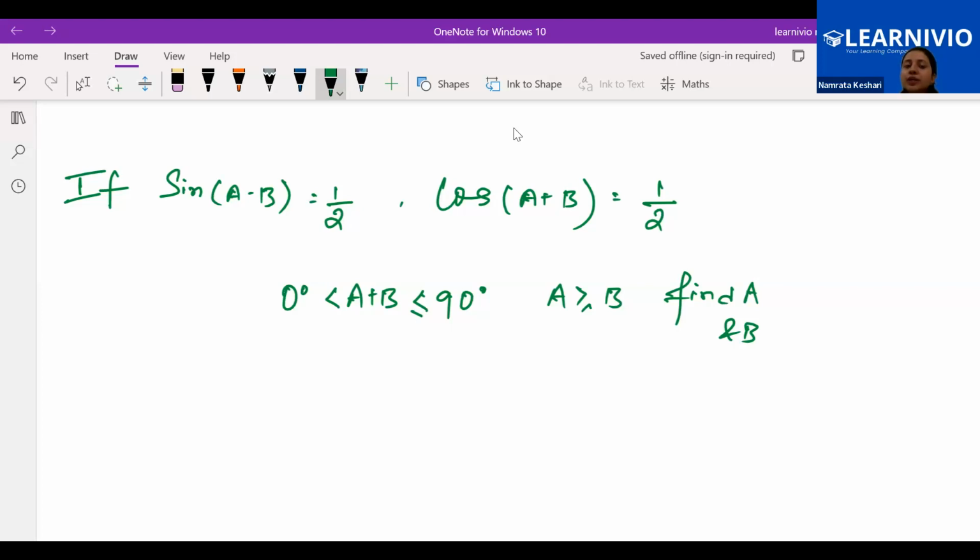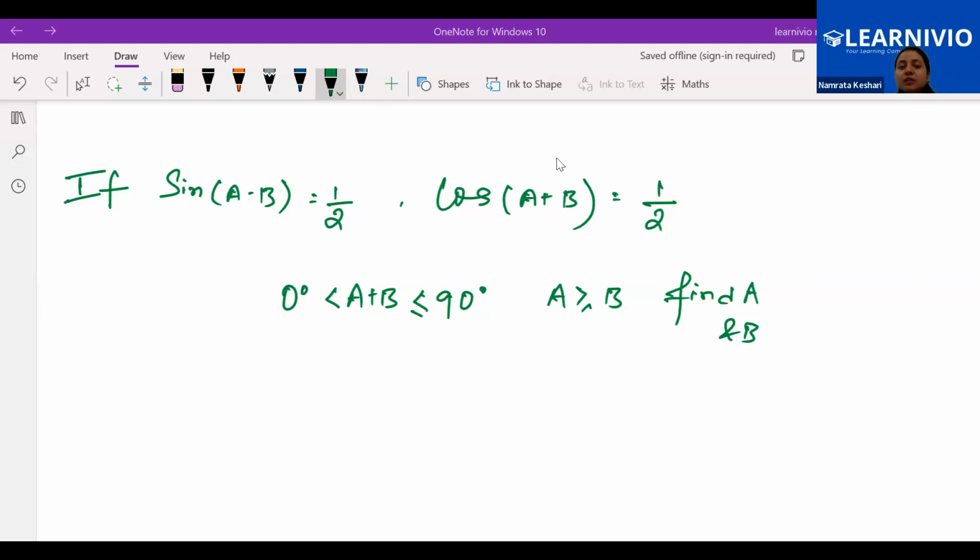Are you able to do it? What is the value of A and what is the value of B? Aisha, Alvina, Zunad, Afnan. Are you able to do it? Ma'am, I don't understand. Ma'am, I need some more time.